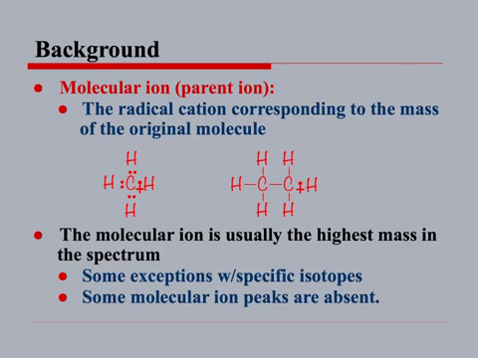So parents, in case of these are parent ions for methyl and ethyl. Parent ions are radical cations corresponding to the mass of the original molecule. And the molecular ion is usually the highest mass. So these are molecular ions present in there, and mostly that is the peak which you see, the highest peak you see.